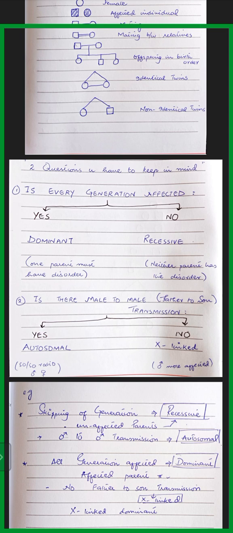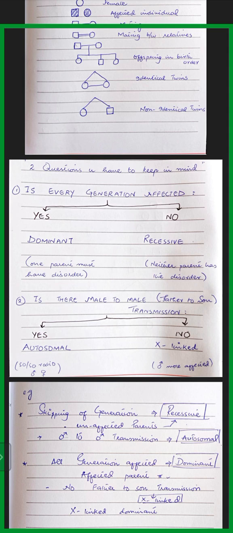For dominant, one parent must have the disorder. And for recessive, parents are carriers but they don't have the disorder. So first you see whether there is skipping of the generation. If there is no skipping of the generation, you label it dominant, and if there is skipping of the generation, it is recessive.